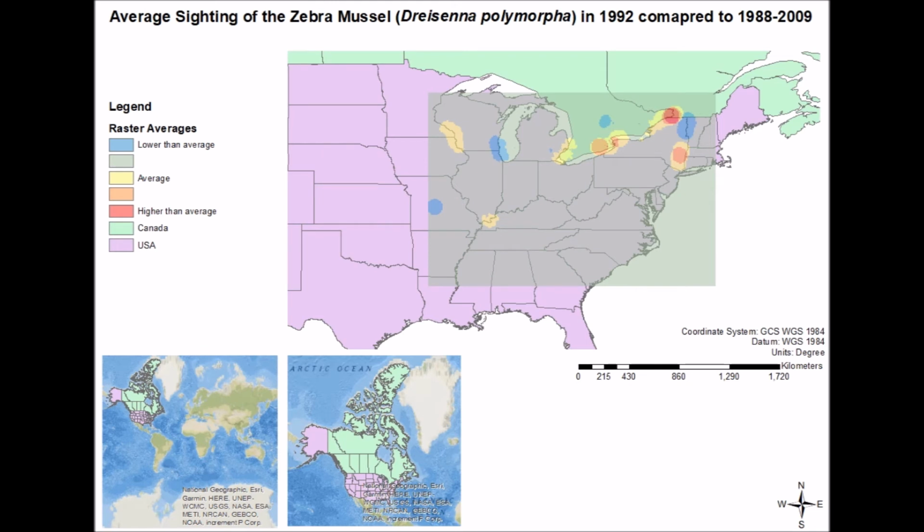This map displays a raster map of the average sightings of the zebra mussel in 1992 compared to 1988 to 2009. The darker areas indicate where there were a higher average number of sightings and the lighter areas show a lower than average number of sightings. Only one area had a higher than average sighting. This area was near the border of Canada and North America, where the Hudson River starts.